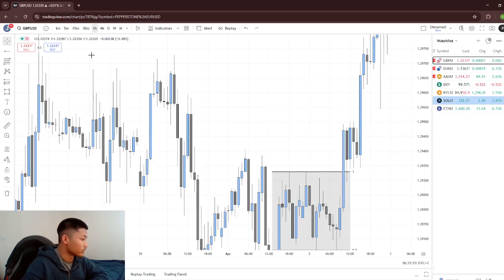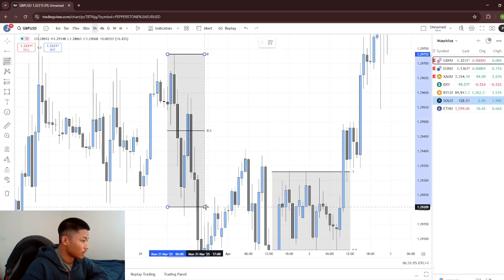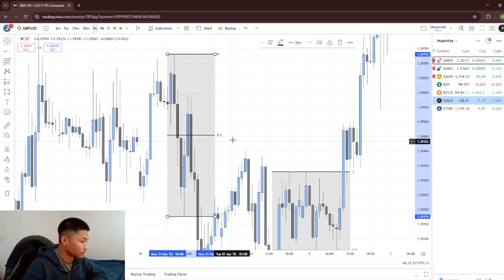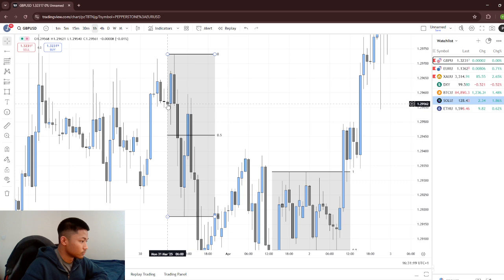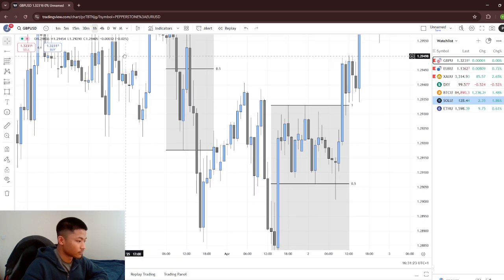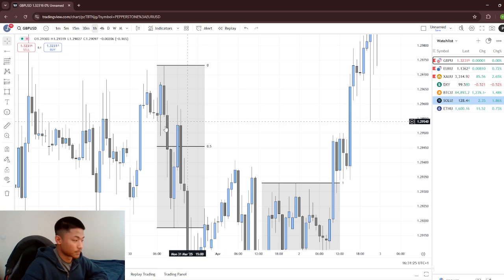Look, another example, clear as day. High, low. Swing high, swing low. What do we do? Tap into equilibrium, rally off. It's just the way the market moves.